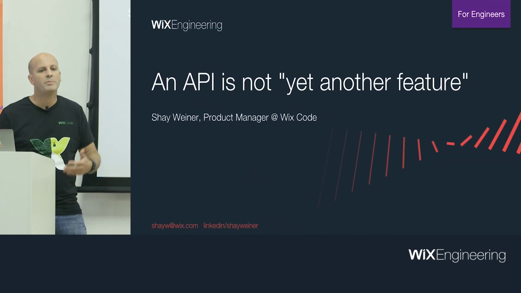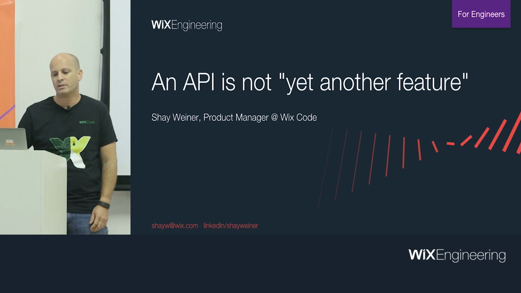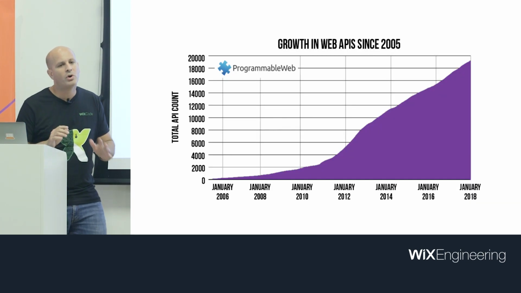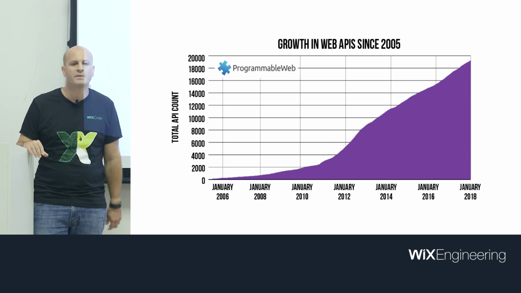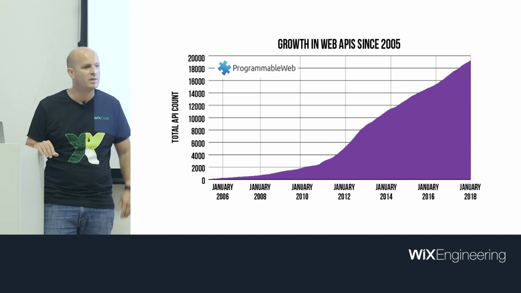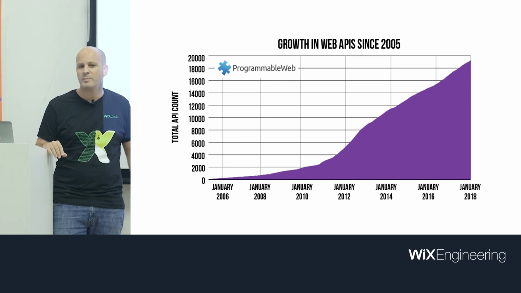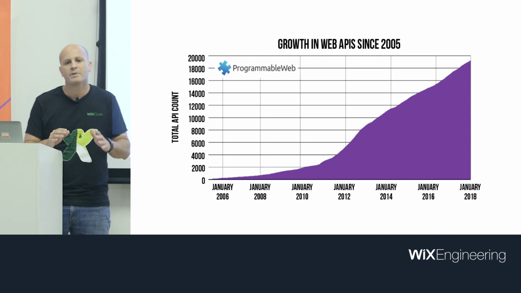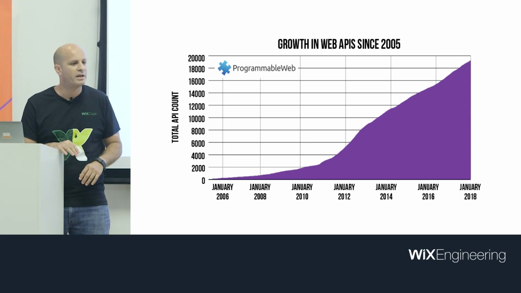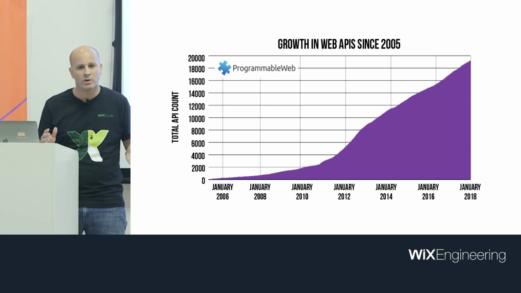Today I'm going to talk about adding an API to a product. Usually, like a boring presentation, we'll start with graphs and information everybody knows. There are tons of APIs, and there are tons of API calls, and it's growing.